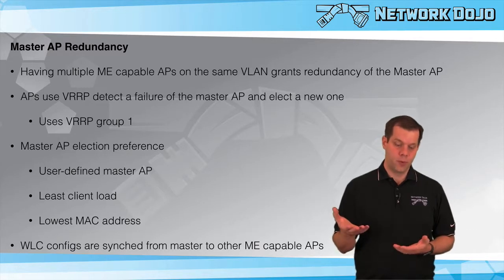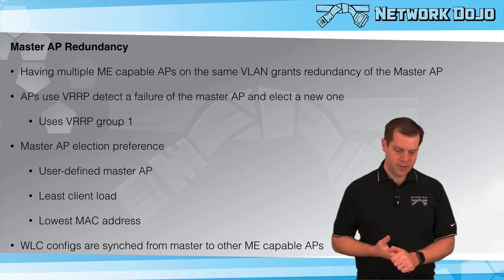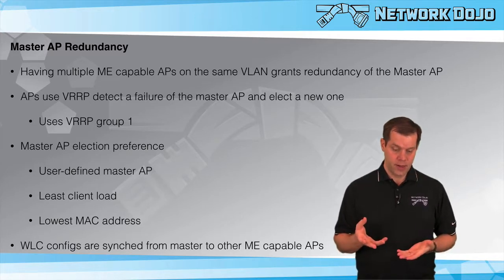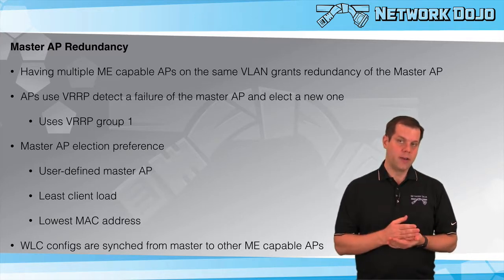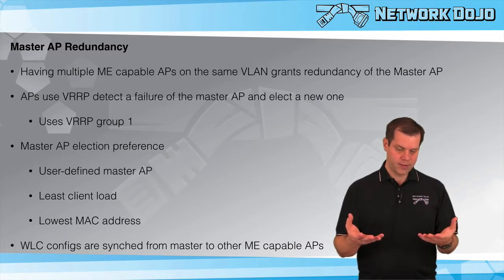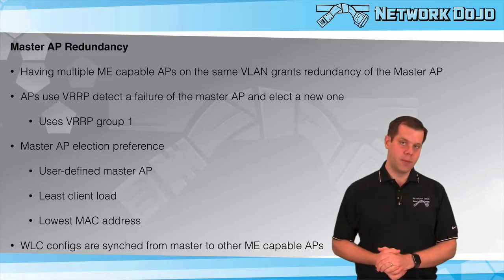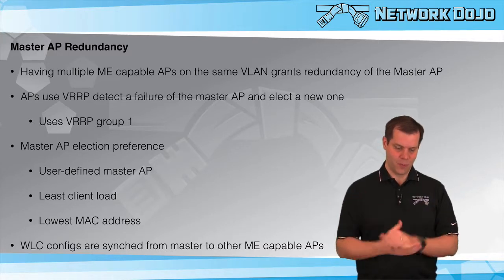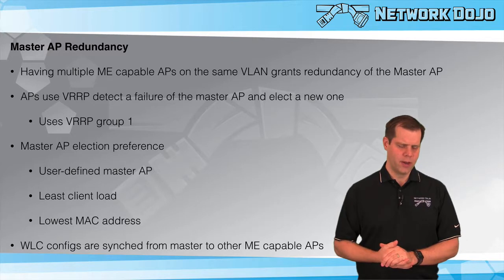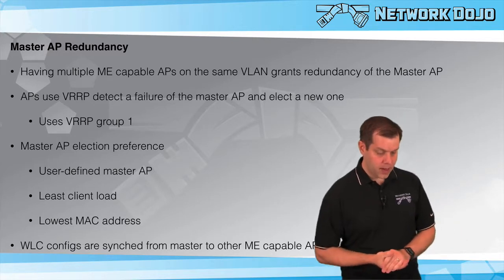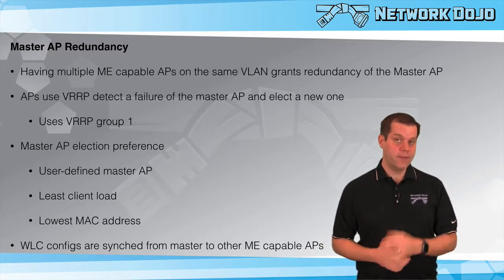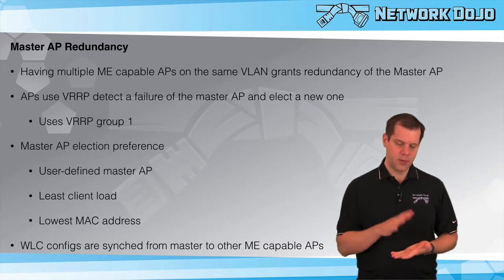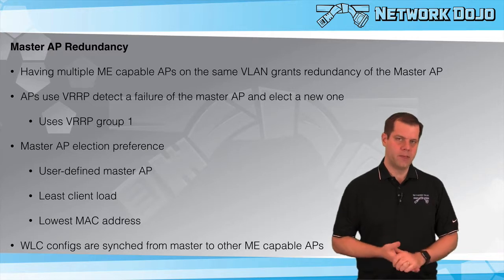It uses VRRP group 1, and the only reason I mention that is that if you do use VRRP in your network, you don't want to use group 1 for your switches on the same VLAN that you have these Mobility Express capable APs, because then they're all trying to work together for VRRP, and you might get some weird behaviors there. Fortunately for us, VRRP is not in the blueprint. It's never been seen in the lab, so we probably don't need to worry about that, but it's a decent fact to know, I guess.